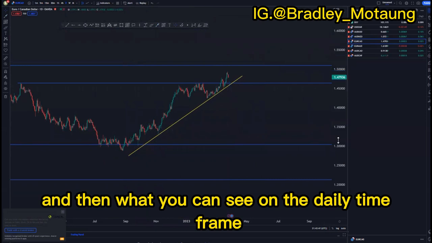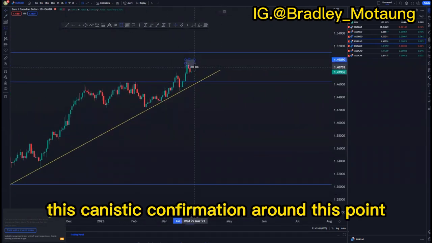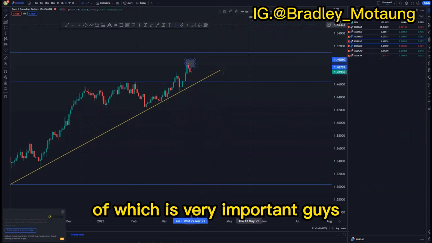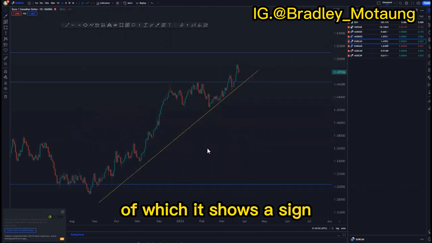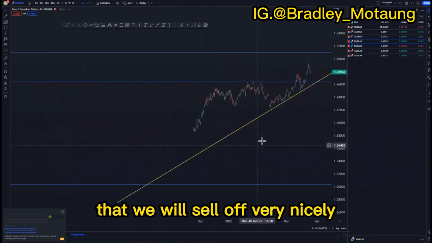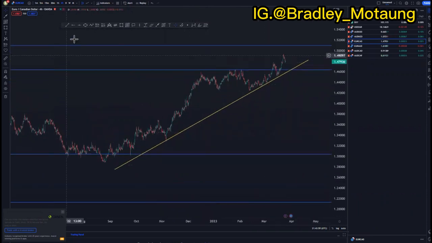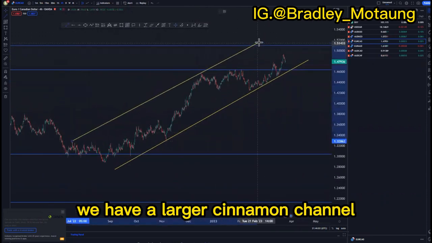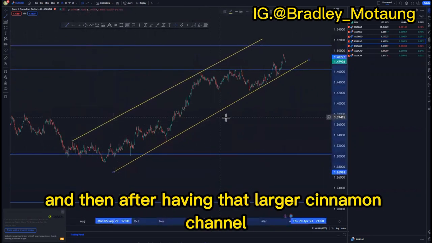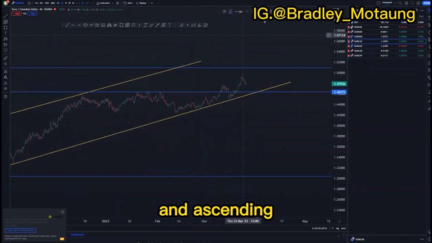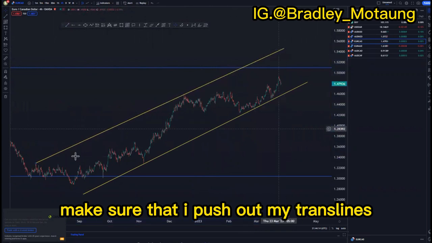And then what you can see on the daily time frame is that we had this candlestick confirmation around this point, which is very important, guys. This is an engulfing candlestick pattern on the higher time frame, which shows a sign that we will sell off very nicely. Looking at the 4 hour time frame, what I'm seeing is that we have a large ascending channel just like this. And after having that large ascending channel, we have an ascending within an ascending. So I'll just remove this, and make sure that I push out my trend lines.